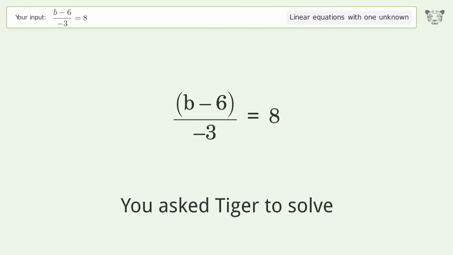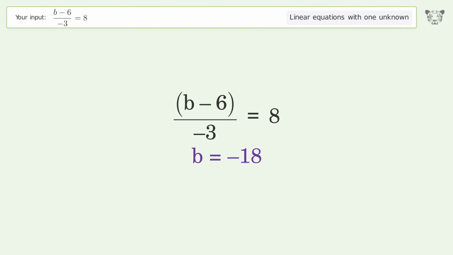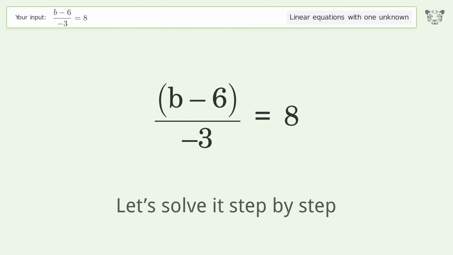You ask Tiger to solve. This deals with linear equations with one unknown. The final result is b equals -18. Let's solve it step by step.